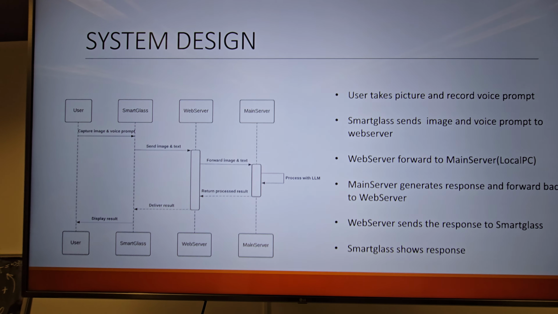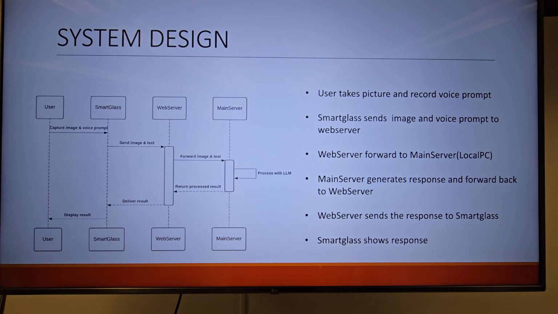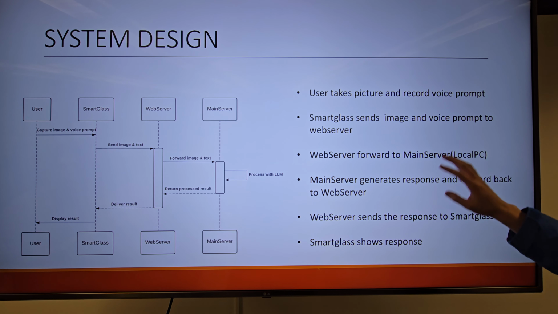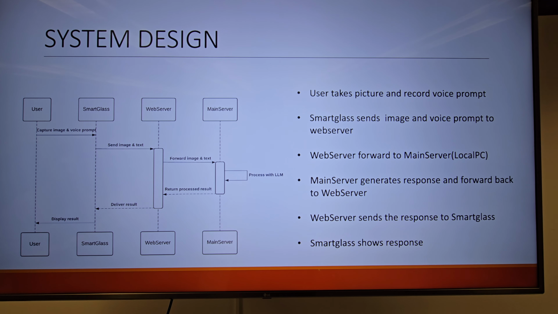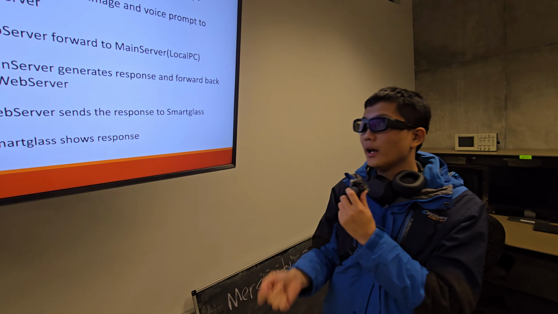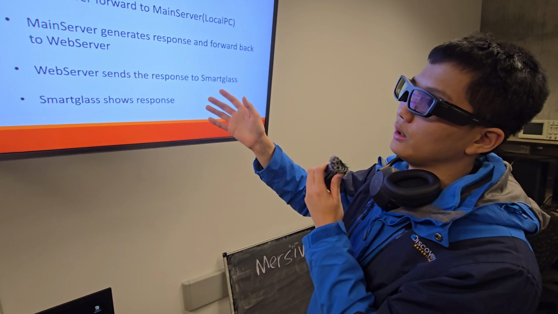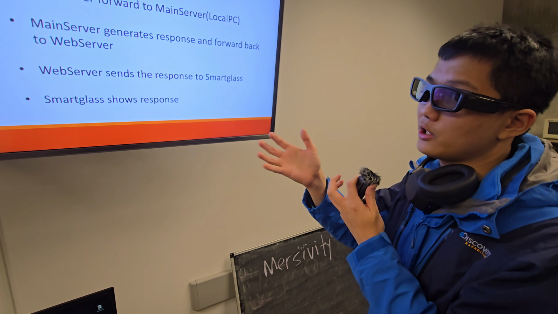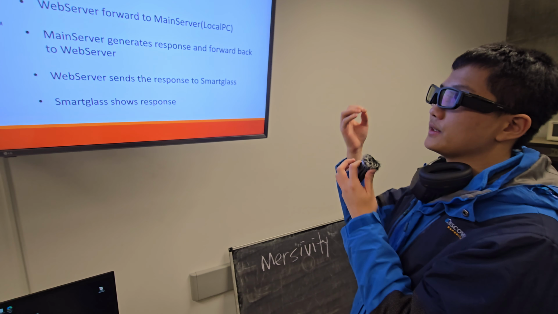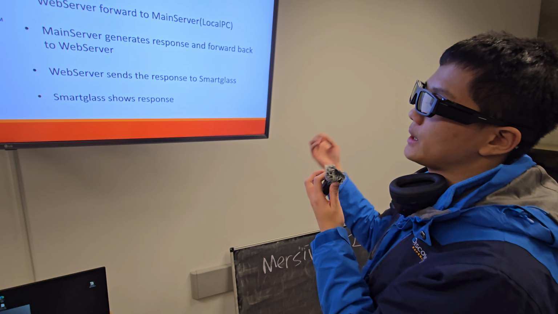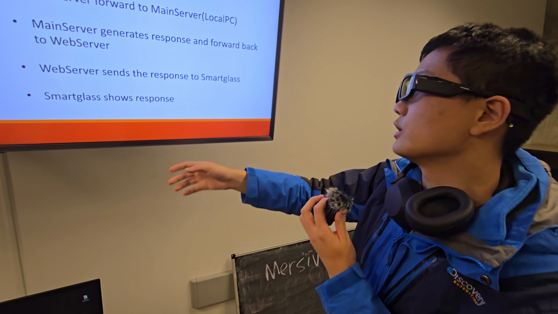Firstly, you'll see the user takes a picture and records the voice prompt from the smart glasses, and then the smart glasses send the data to our backend server, which will process the voice data into text data that the large language model can read, and then send this text data and the image to our local computer, which is running the large language model. The language model will give a response according to the data that it got, and then this response will be sent all the way back to the front end and presented on the glass in front of the user.